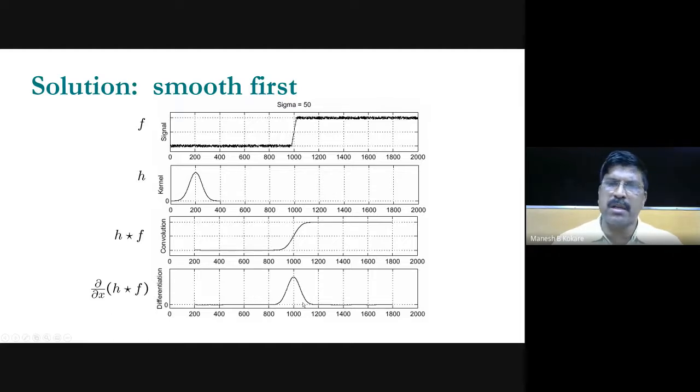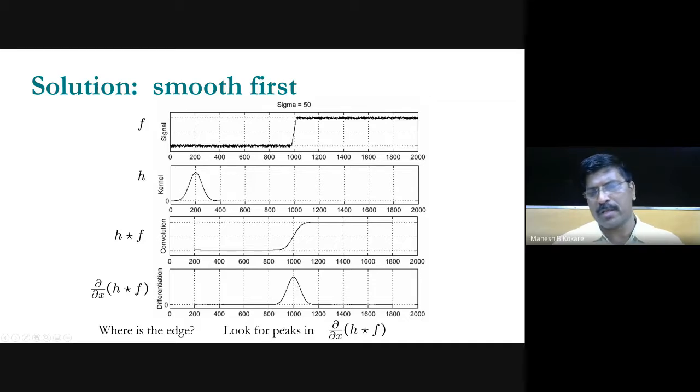Now where is the edge h? So h is at this location. You can see that at the peak of this function there is an edge, so you can easily detect the edge in that case. So where is the edge? It is nothing but at the peak of this derivative of h convolved with f. So you have to look for the peaks in dou by dou x of h convolved with f for finding the edge.